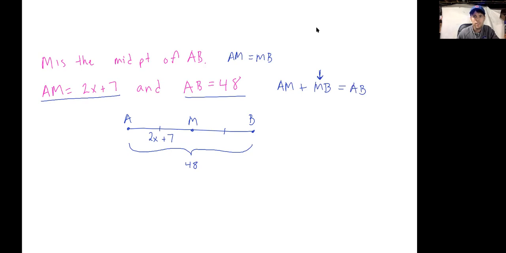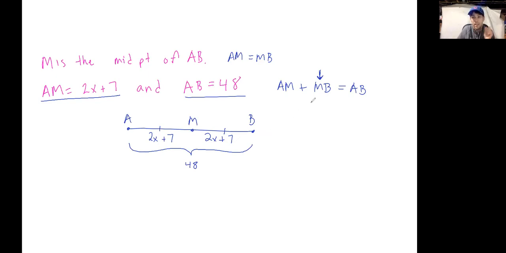If AM is equal to MB and AM equals 2x plus 7, then shouldn't MB equal 2x plus 7? Exactly, yeah. So since I know that I have a midpoint, and that means that these two segments are equal, that means that I could just go ahead and label this to be 2x plus 7 as well. And now I have something that I could put in for all of these things. This is one way to do it.